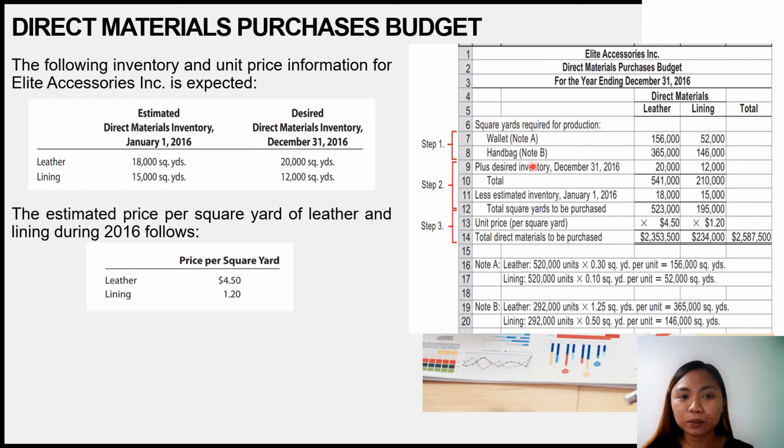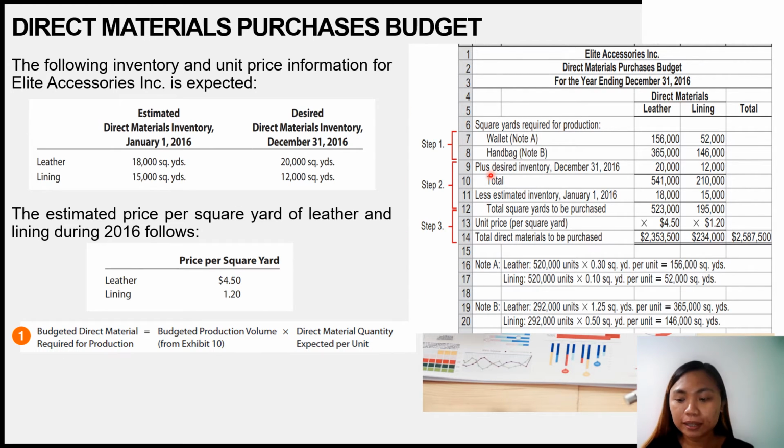So this is how the direct materials purchases budget looks like. This is for Elite Accessories Incorporated for the year ending December 31, 2016. To compute, we need to follow these 3 steps. The first one is the computation of the budgeted direct material required for production. That would be budgeted production volume times direct material quantity expected per unit.